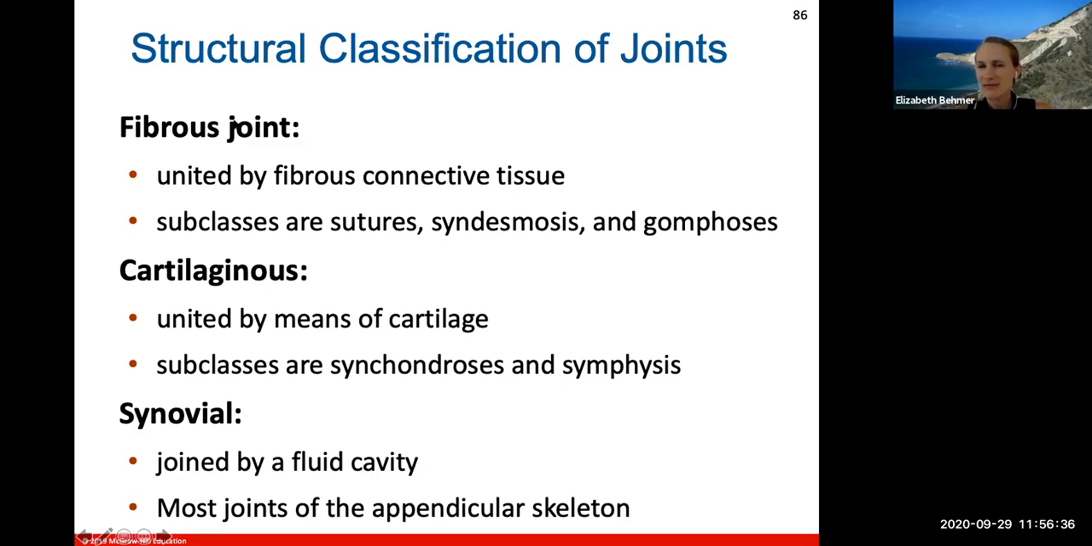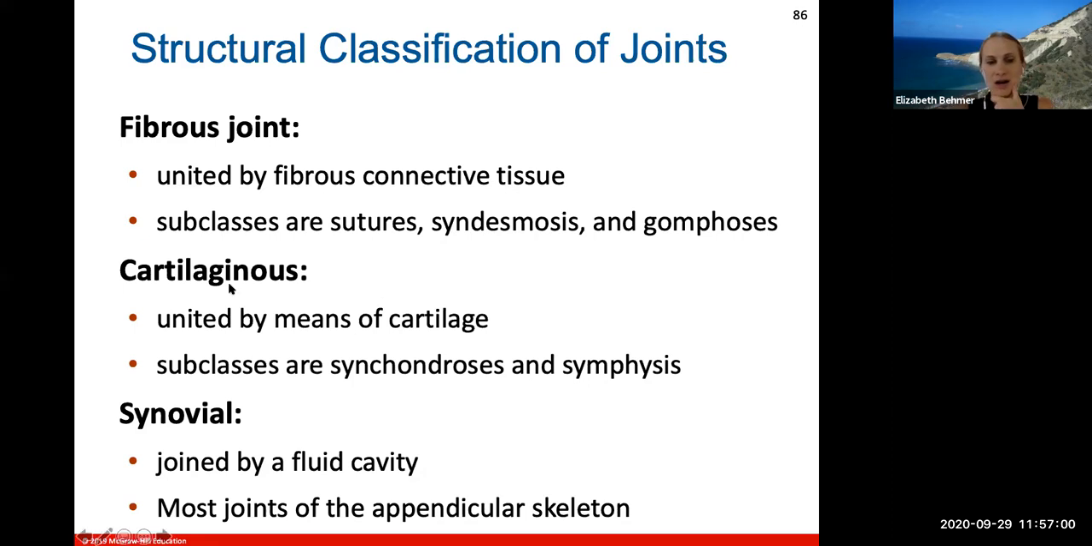And the classes of fibrous joints will be sutures, like the sutures that connect your skull bones together, syndesmoses, which are between the forearm bones, your radius and ulna, and your tibia and fibula, and your gomphoses, which is a joint where your teeth connect to the bones of your skull.